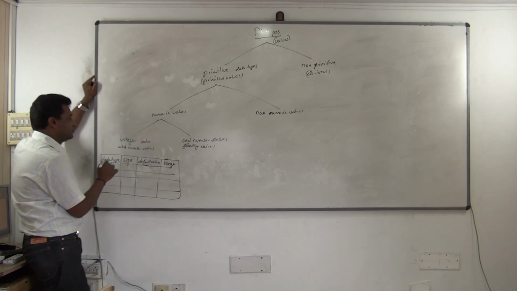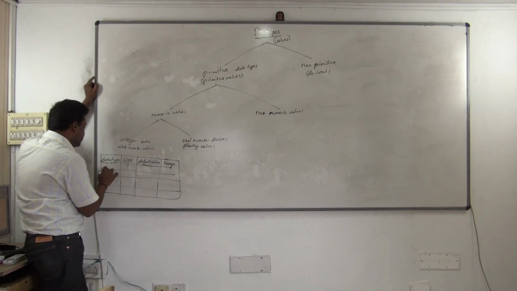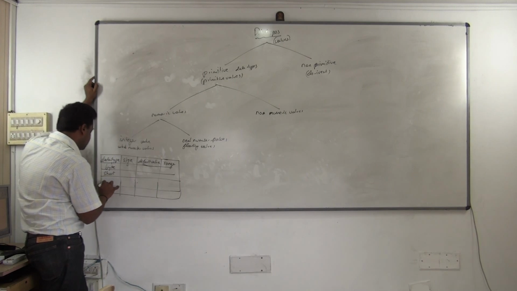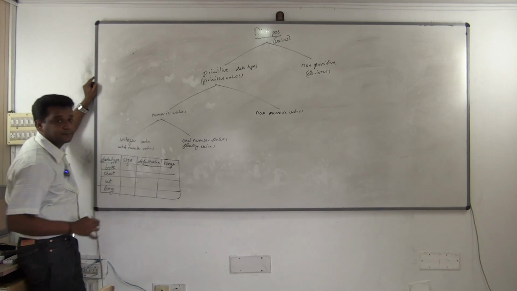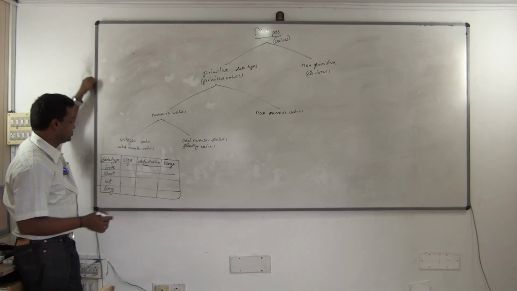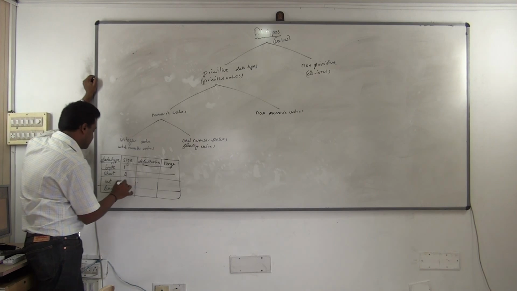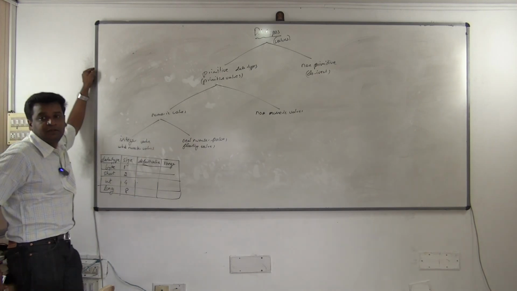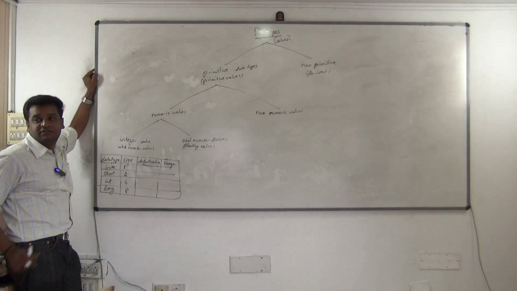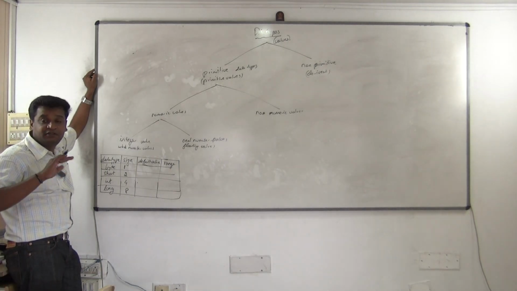To store whole number values or integer values, Java has given you 4 data types: byte, short, int, long. Understood? The size of byte is 1 byte, short is 2 bytes, int is 4 bytes, long is 8 bytes. So Java's data types capacity is double that of C.